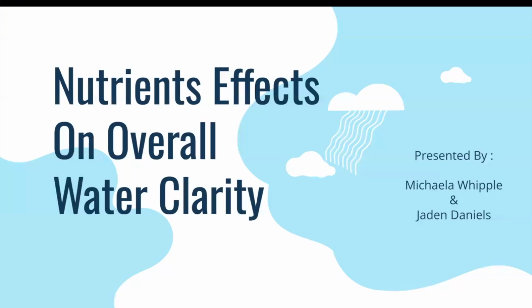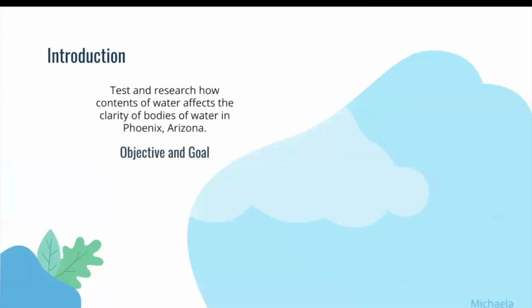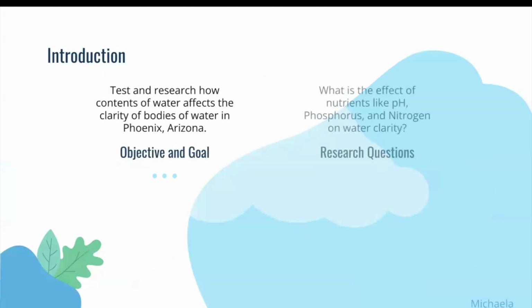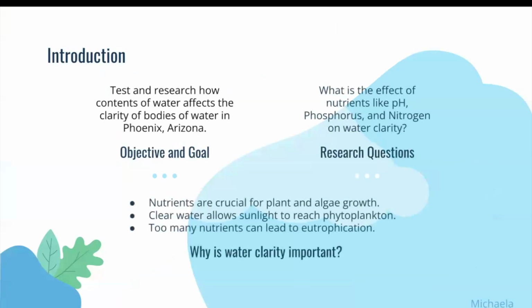Okay, for our experiment, we did the nutrient effects on overall water clarity, and that was with Jaden and me. We did that on bodies of water in Phoenix. Our overall objective and goal for this research was to just test the different types of nutrients in bodies of water and to see what kind of effects they were having on the clarity and how those all correlate together.